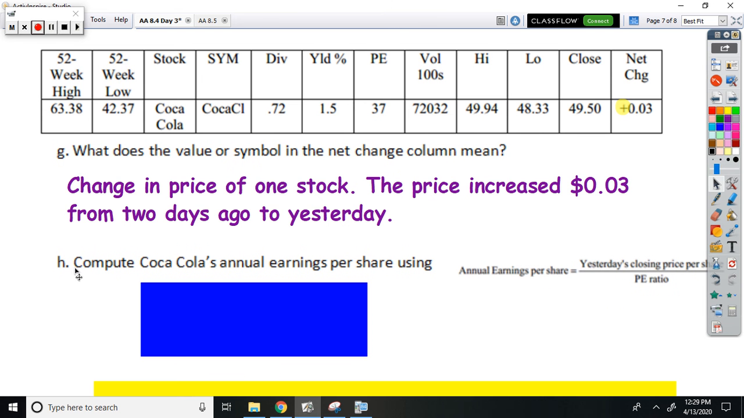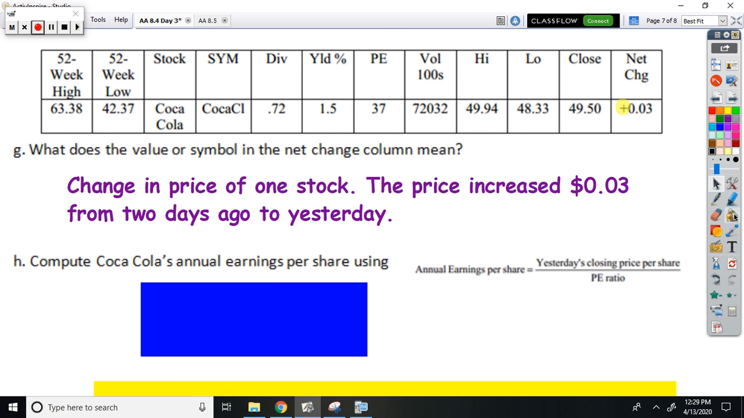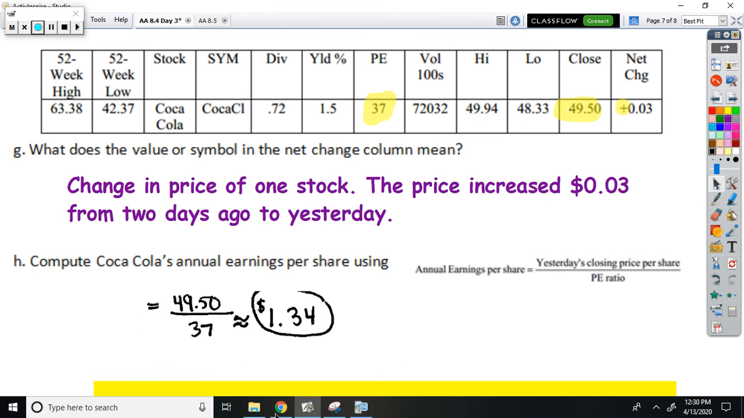And the last one asks us to compute the Coca-Cola's annual earnings per share. So this is using that PE ratio, but it has been kind of rearranged for us. And this will be given to you on your quiz, but you can also jot it down in your notes so you have it. The annual earnings per share is the yesterday's closing price, which was $49.50, divided by the PE ratio, which is 37. So we're going to take $49.50 divided by 37, and that gets us $1.34. So you're approximately earning $1.34 per share annually, which is per year.